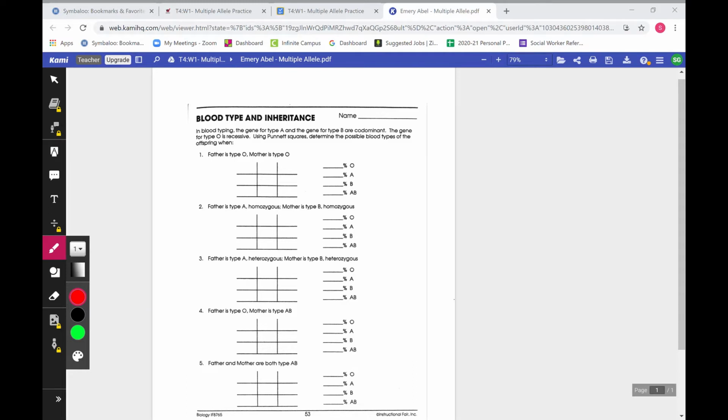Okay, so when we look at this, on the first one, okay, I didn't finish reading. O-type blood is recessive, we know that. AB is dominant. Using the Punnett square, determine the possible blood types of the offspring in the problems. So father is type O, mother is type O. Remember I said O is recessive, so we will put the parents on.